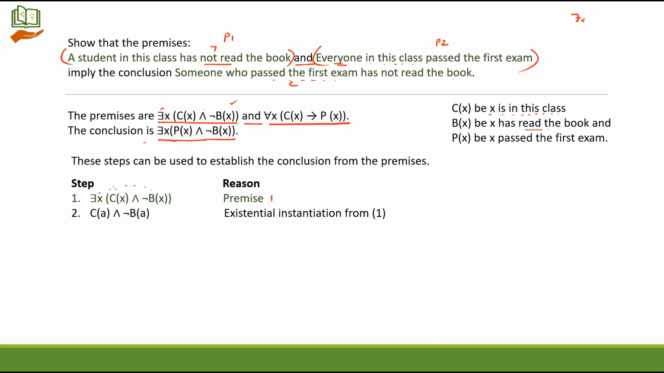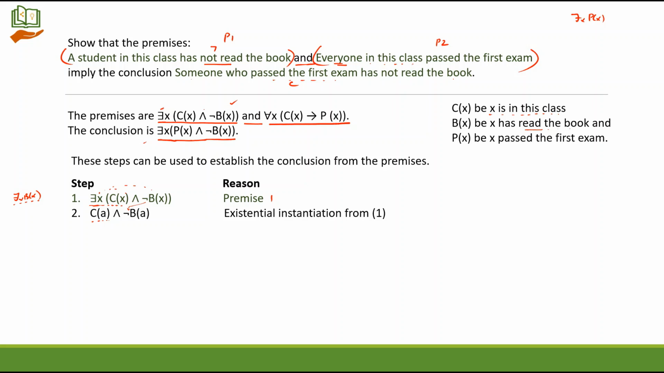What is existential P of x in terms of existential instantiation? This will become specific to a particular value C. But here we cannot take C because we have used the predicate as C of x. So here we will use the arbitrary element as A. This particular clause is turning as B of A.